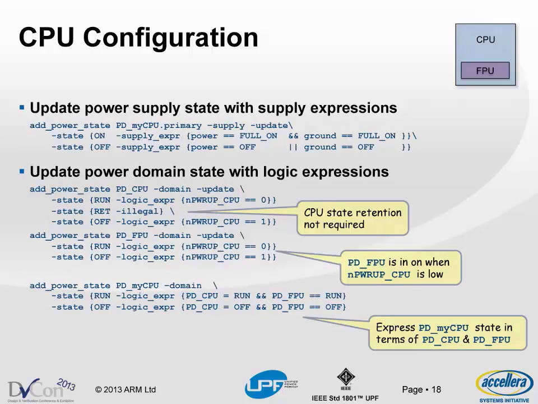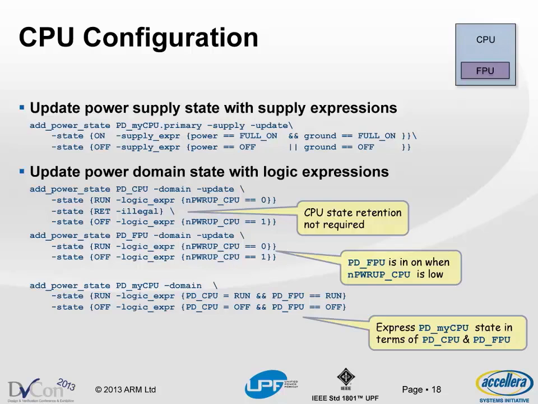Now we're coming to configure the CPU supply set state and power domain state. So we need to update the supply set state with supply expressions, and we need to update the power domain state with logic expressions. So for example, here it's showing that the CPU will be in mode run when n_power_up_CPU is low. It's an active low switch. We've got PMOS switches, header switches. And I've chosen here, in configuration, to make retention illegal for the CPU. We don't need it, so we're going to update it to be an illegal state.